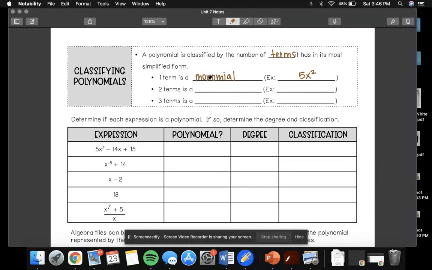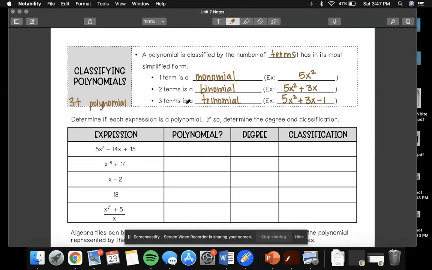Mon means one. Then if it has two terms, like maybe 5x to the second plus 3x, there's two parts to it, so we call that a binomial. Finally, if something has three terms, something like 5x to the second plus 3x minus 1, there's three parts to it. We call that a trinomial. Then if there's anything more than 3, we just call it simply a polynomial.